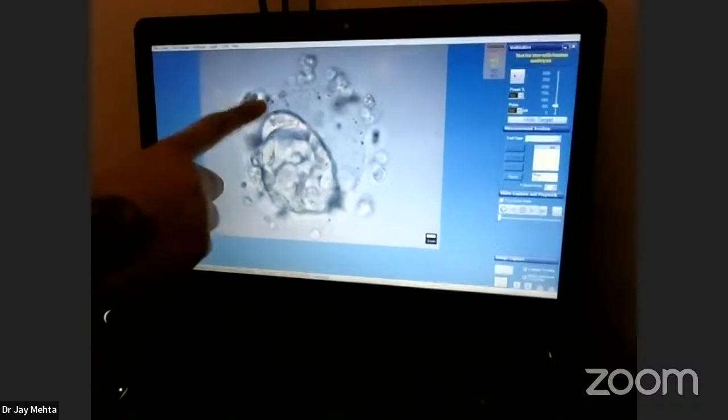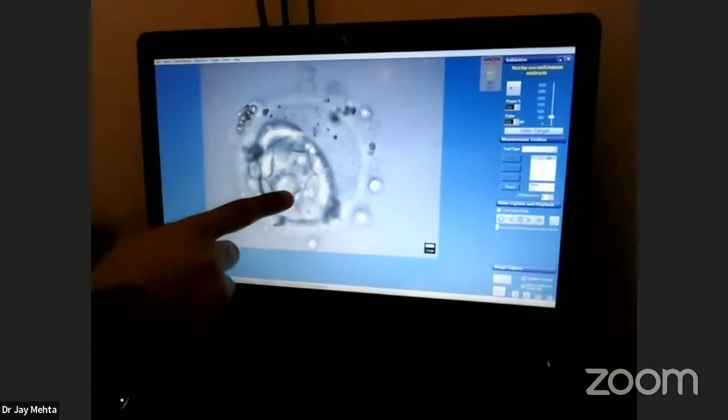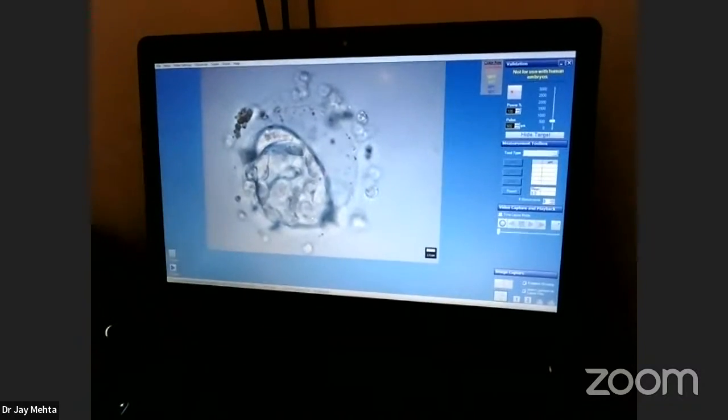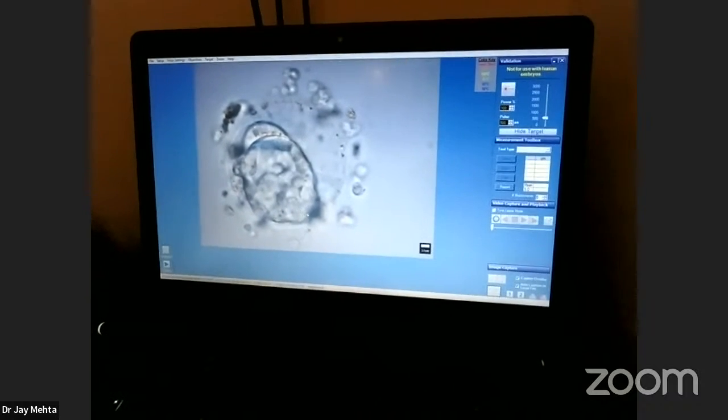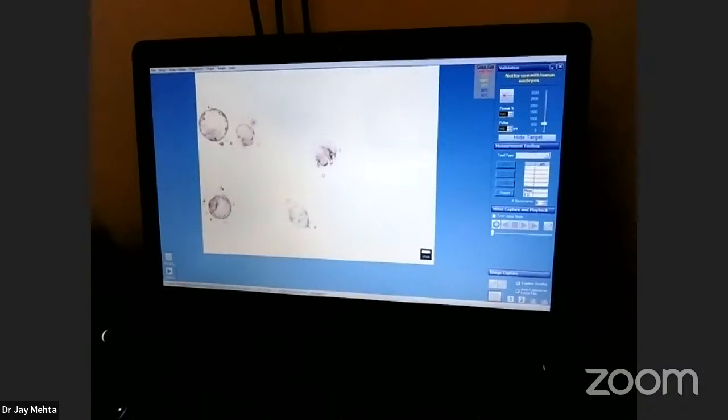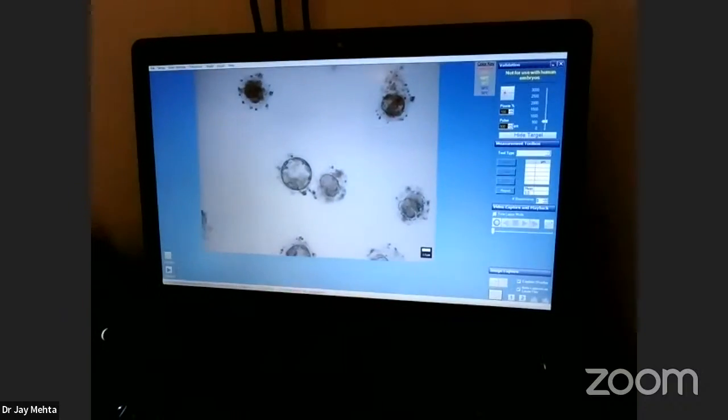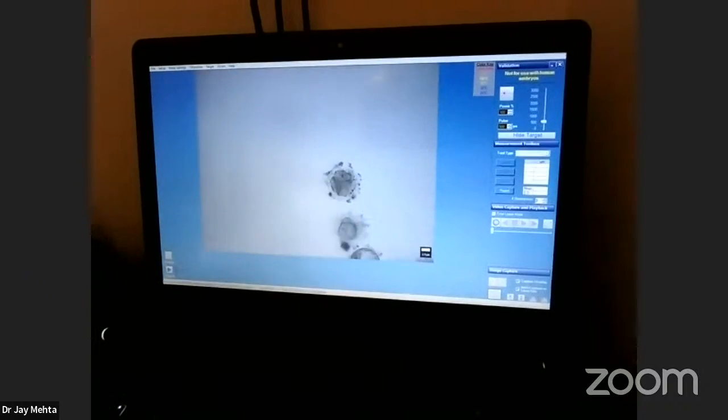The width of the cell is more than the width of the zona, and the inner cell mass is already on one side. So this is an early blastocyst. Very simple. Now you will understand. The minute you see 20 embryos like this, all of you will become champions by the end of the day, on the day of Dashera, to start grading these embryos and putting them into clinical practice.